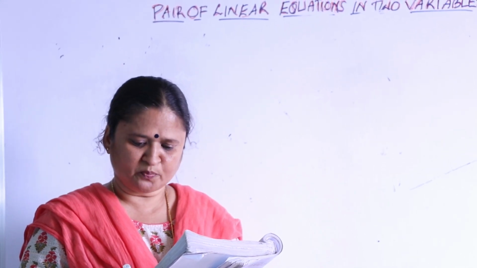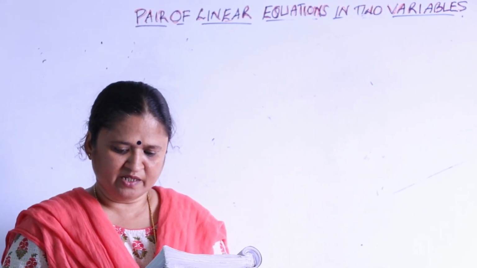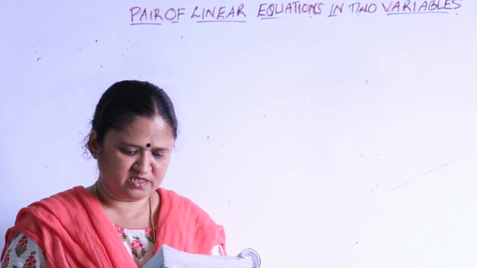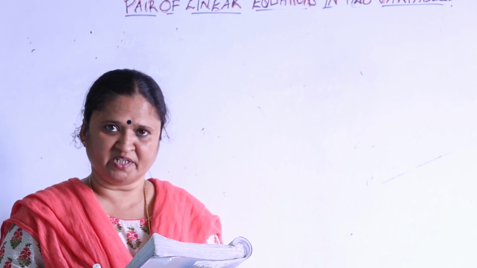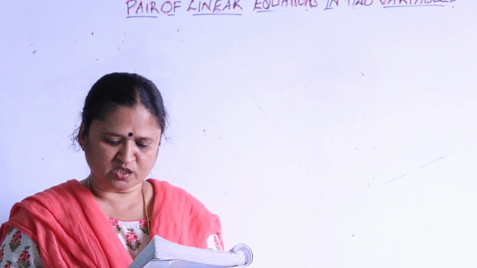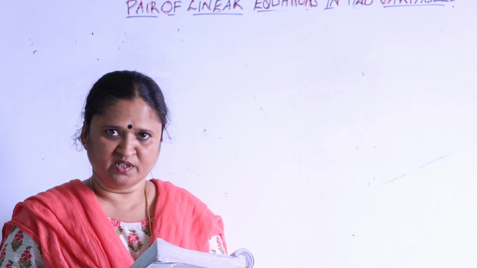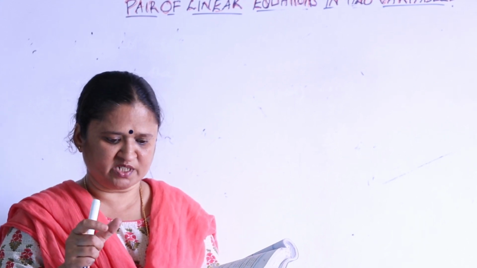Let me read the problem once. The coach of a cricket team buys 7 bats and 6 balls for rupees 3,800. Later, she buys 3 bats and 5 balls for rupees 1,750. Find the cost of each bat and each ball. So, if you see the last part of the question, it says, find the cost of each ball and each bat. That should tell us what to assume.